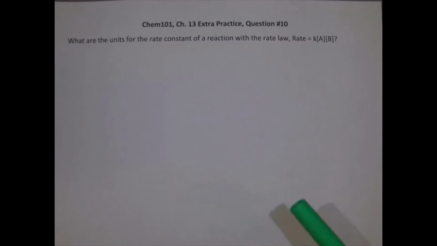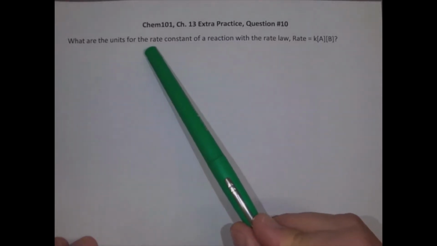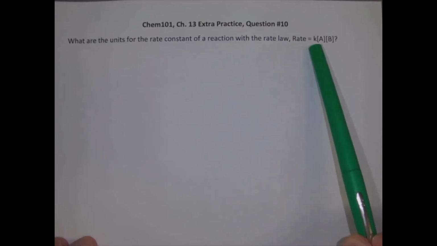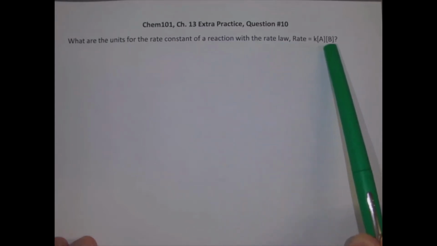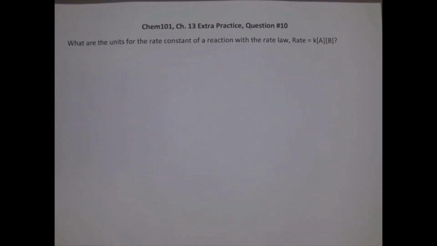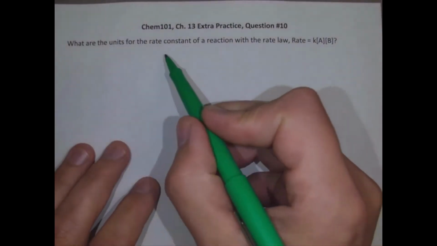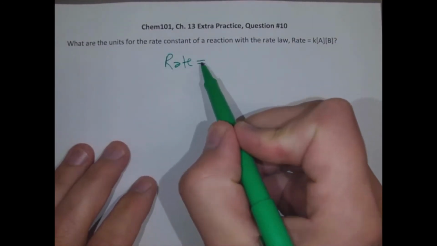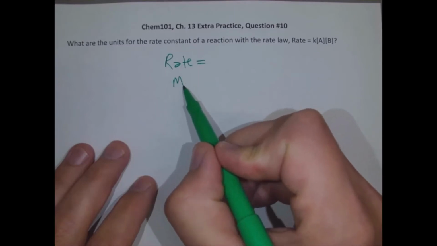Okay, so this question asks, what are the units for the rate constant of a reaction with the rate law: rate equals the rate constant times the concentration of A times the concentration of B. So here's the way that I think about this question. We know, as it says above, that the rate has units of molarity per second.